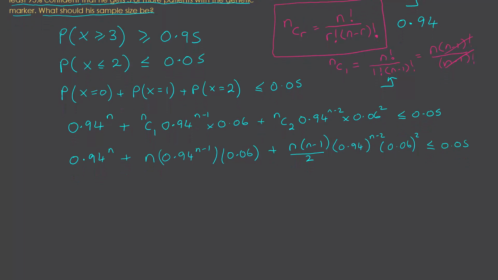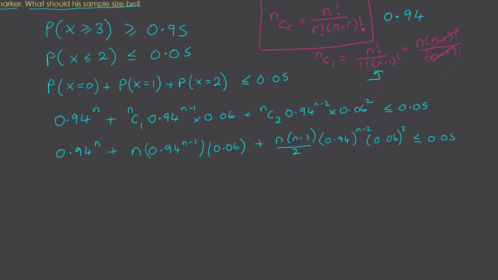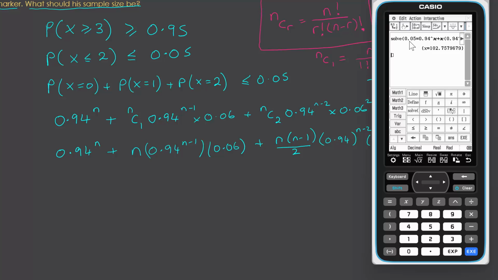And now we've got something that we can do on the ClassPad. So as you can see, I've typed it in, 0.05 equals. I've used equals rather than the inequality. And you can see as we go across here, I've got 0.94 to the x, and then x times 0.94 to the x minus 1 times 0.06, and x times x minus 1 over 2, 0.94 to the x minus 2 times 0.06 squared. And it's given me 102.7.